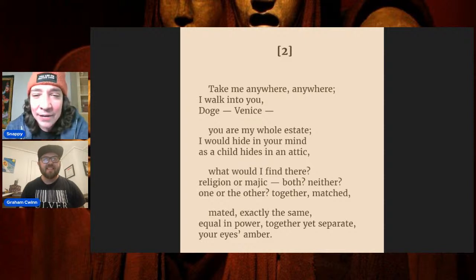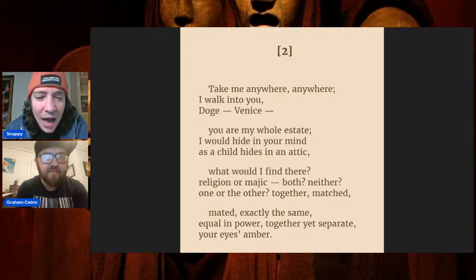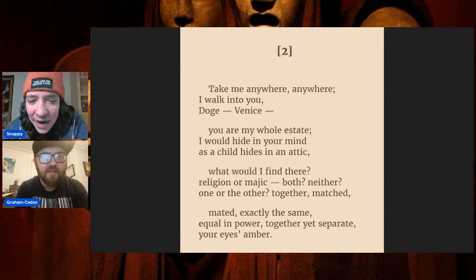Take me anywhere, anywhere. I walk into you, Doge, Venice. You are my whole estate. I would hide in your mind, the child hides in an attic. What would I find there? Religion or magic? Both, neither, one or the other, together matched, mated, exactly the same, equal in power, together yet separate. Your eyes, amber.